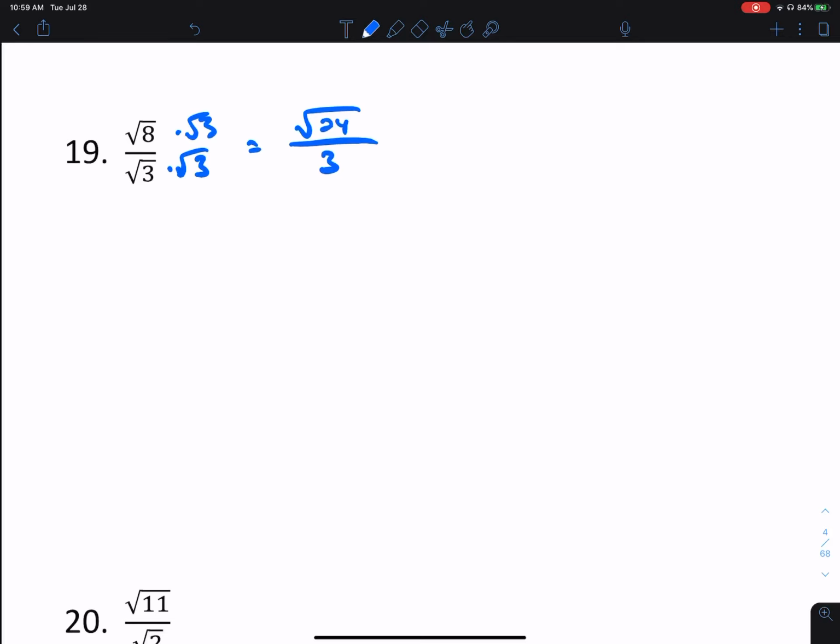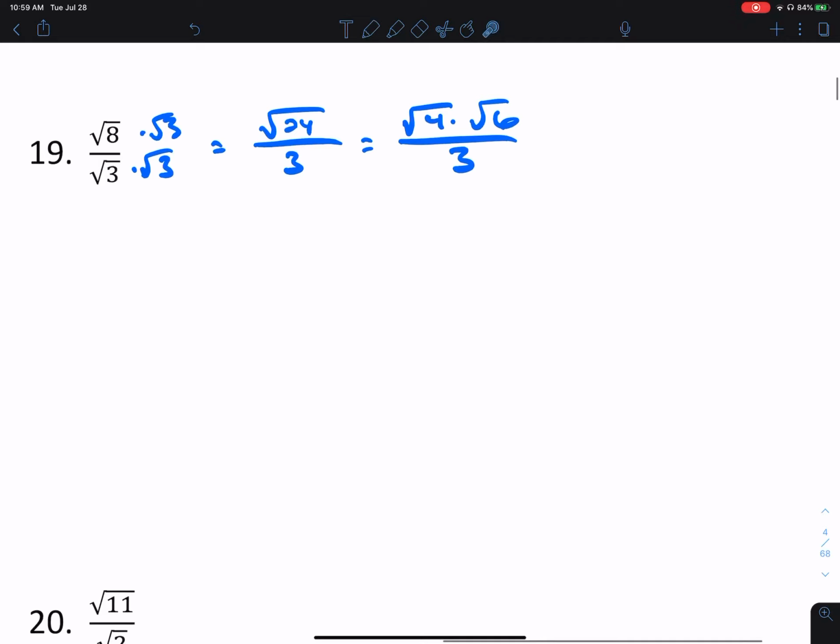Now we're not finished. It looks like we should be finished. You can't divide these because one's outside a radical and one's inside, but the square root of 24 is not simplified. We could write the square root of 24 as the square root of 4 times the square root of 6, because 6 times 4 is 24. Why would we choose this pairing? Because square root of 4 is a perfect square.